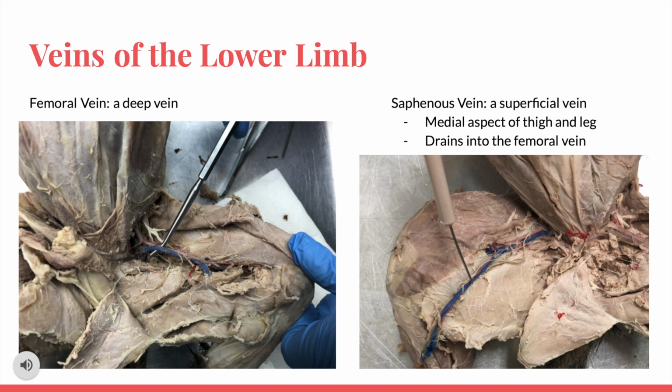The picture shows that the saphenous vein is medial on the thigh and is closer to the knee joint. The saphenous vein carries blood from the lower limb to the femoral vein, while the femoral vein carries the blood back to the heart from the lower extremities.